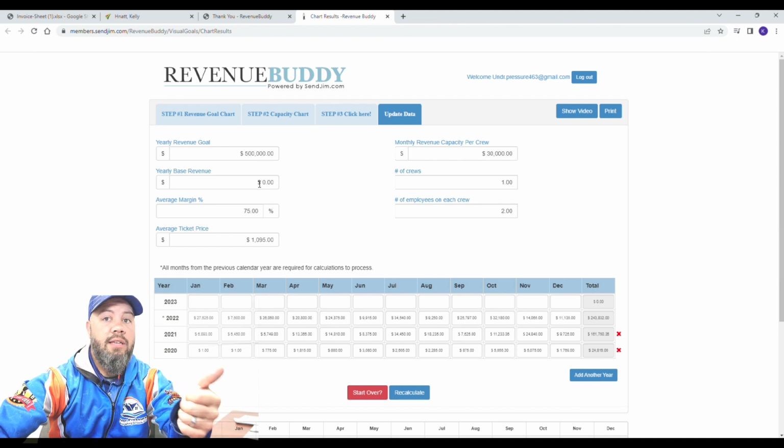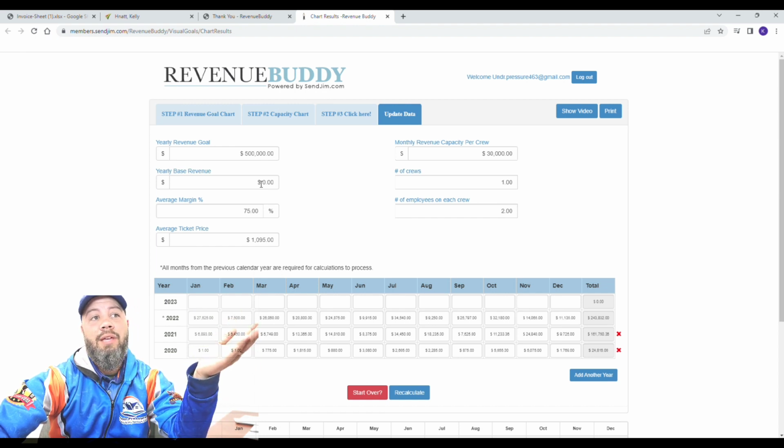Now if you're a landscape business, or if you're a home cleaning maid service business, and you actually have revenue that is recurring, you know that you're going to be going to that customer's house every week, every month for X amount of dollars, then yes, please put in your yearly revenue base.